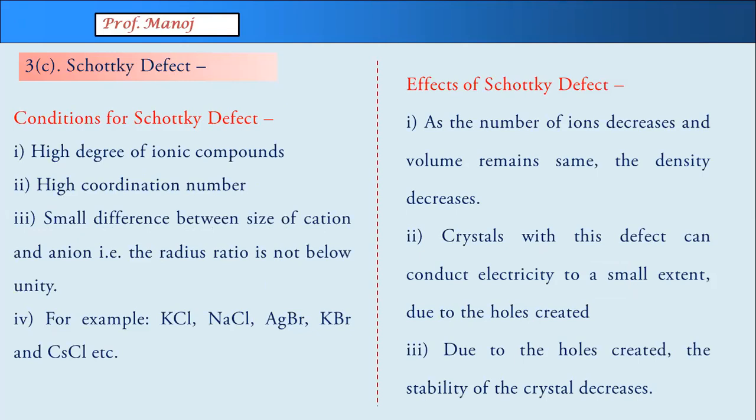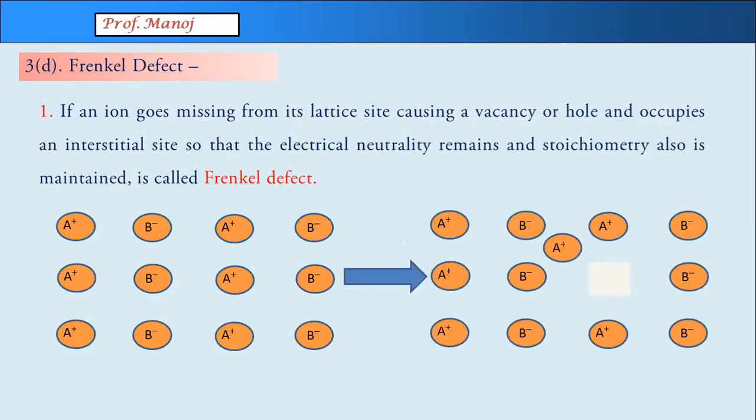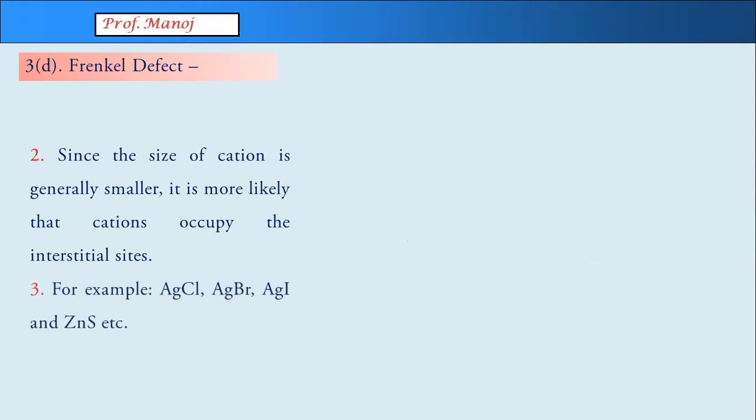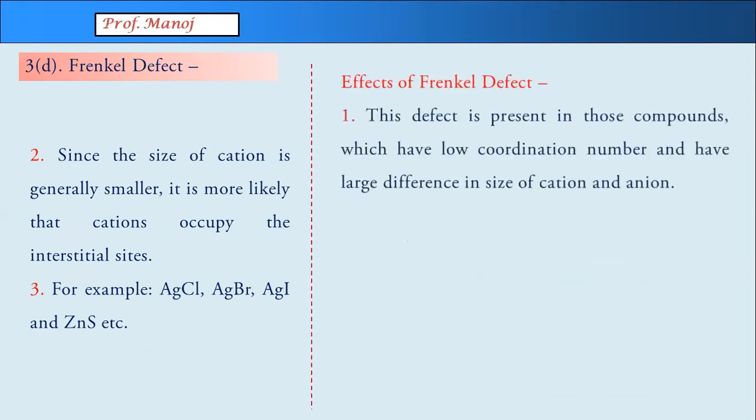Check which example is common. Only Ag. Yes, AgBr. This question is asked in NEET, JEE, CET, HSC everywhere: which substance can show both the defects? There is only one answer, that is AgBr. Please remember it. The effects of Frenkel defect.